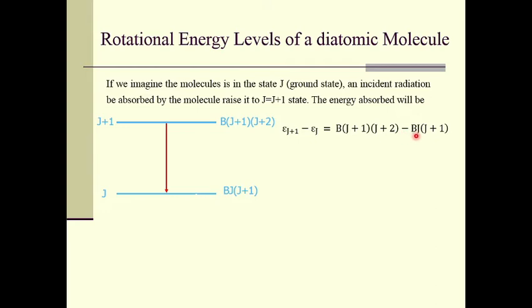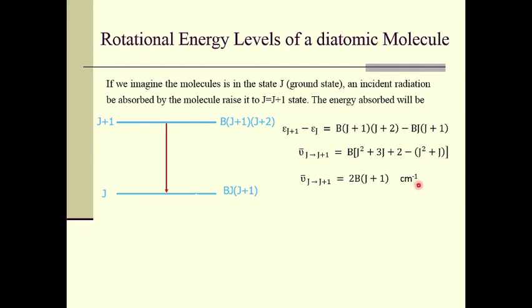And therefore we can subtract this minus this, and we get the wave number corresponding to the transition from j to j plus 1, or j plus 1 to j. We get this b into (j plus 1) squared plus (j plus 1) minus j squared plus j, and if you solve this equation, we get the wave number corresponding to this transition as 2b into j plus 1.